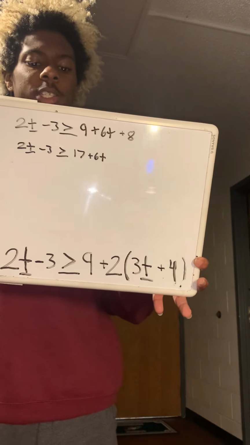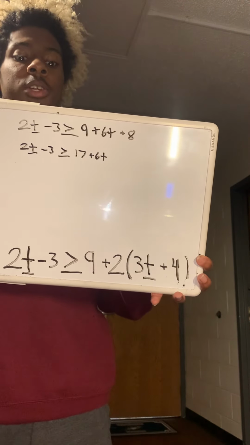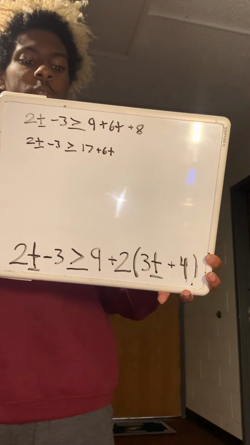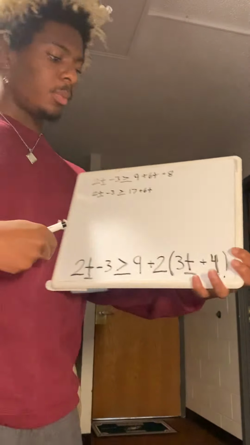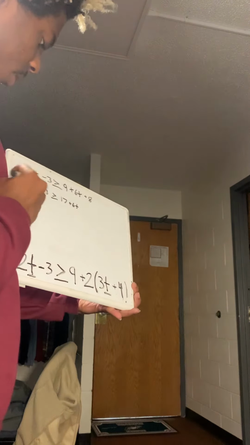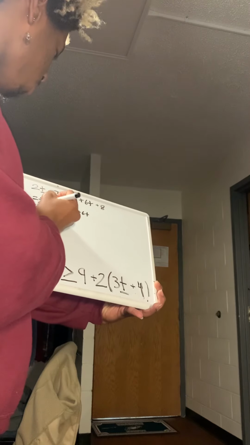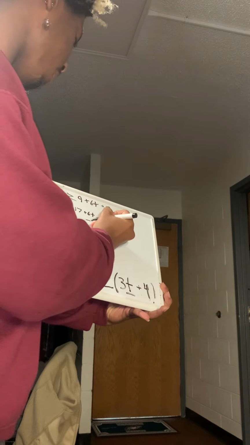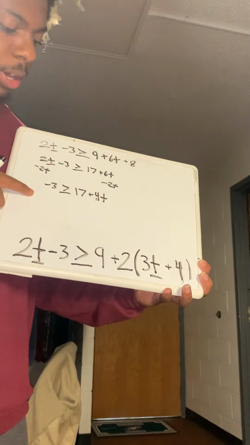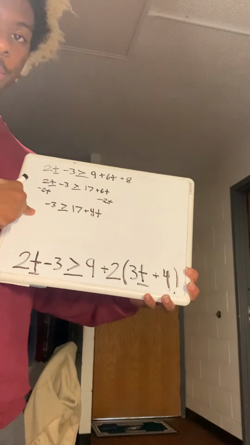Now that you have combined all like terms, it's time to get the unknown alone by adding, subtracting, multiplying, dividing to the other side. So you would start by taking the 2t and add it over here by doing negative 2t. This will give us negative 3 is greater than or equal to 17 plus 4t.